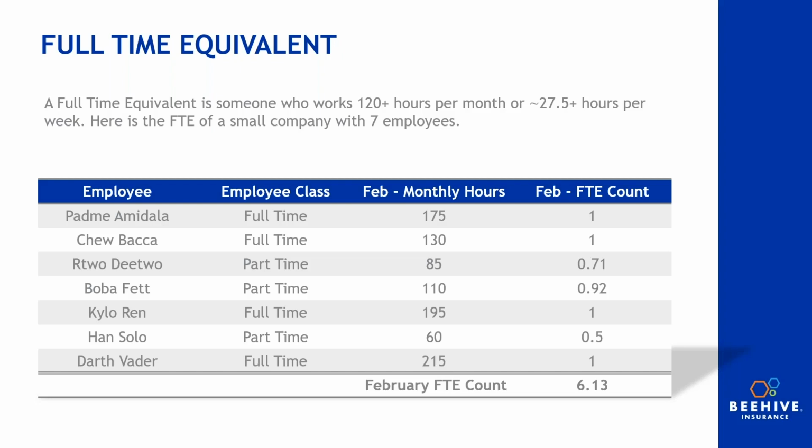If we go down to the bottom and look at Darth Vader and his hours of 215 hours in February, quite a lot, his equivalent, again, even though it is much larger than 120, it is the equivalent of 1. So because a single employee cannot have a FTE of more than 1, your FTE cannot exceed the number of employees you have. So since this company has 7 employees, their FTE cannot exceed 7 for this month.